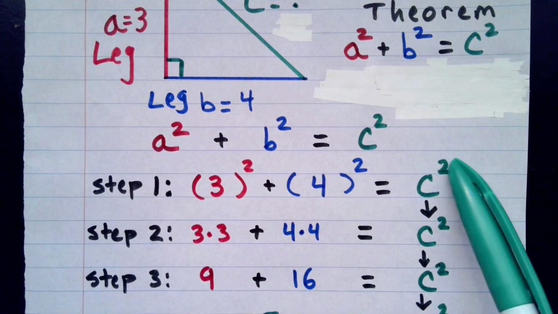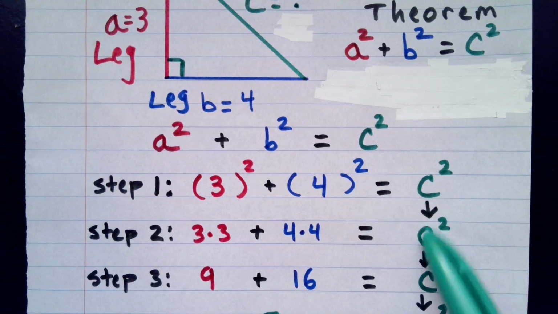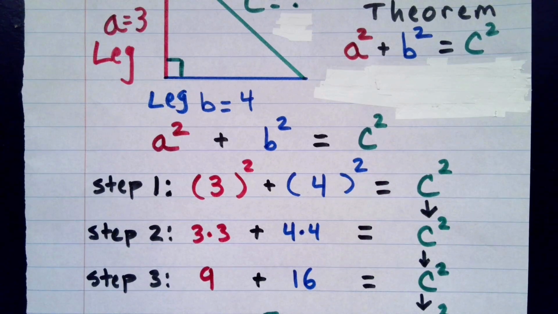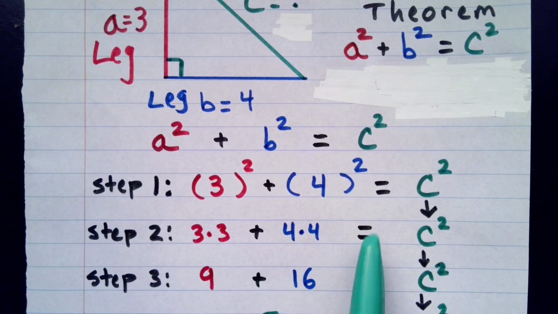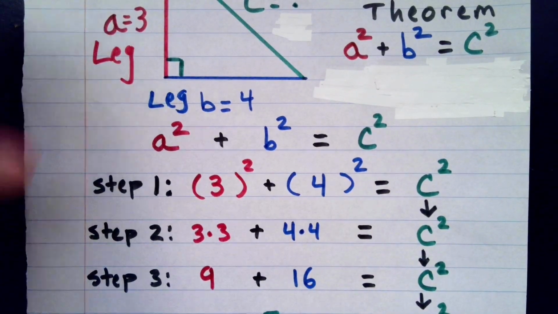Now we're not doing anything with the c squared till later. That'll be one of our last steps. So we're just going to keep rewriting it each step we take. So from step 2 to 3, we're going to simplify what we did in step 2. 3 times 3 is 9, plus 4 times 4 is 16. Rewrite that equal sign, and then just bring that c squared down.